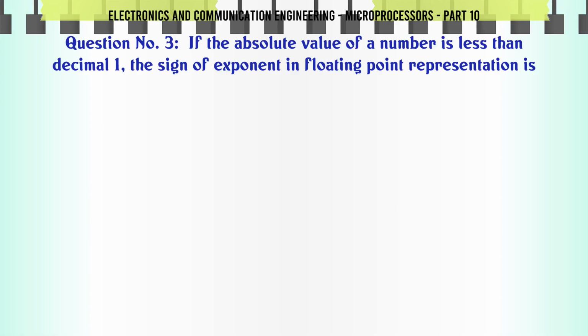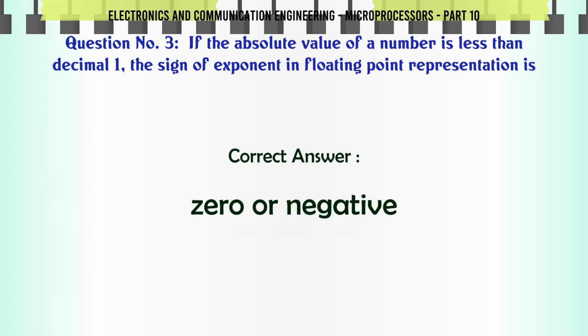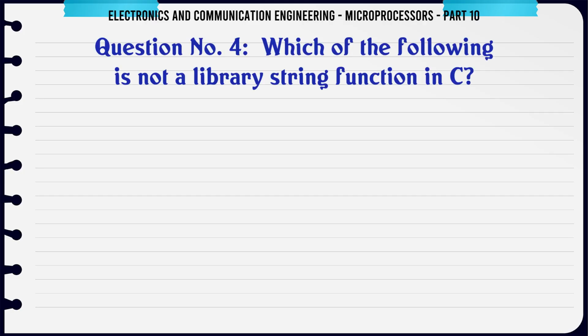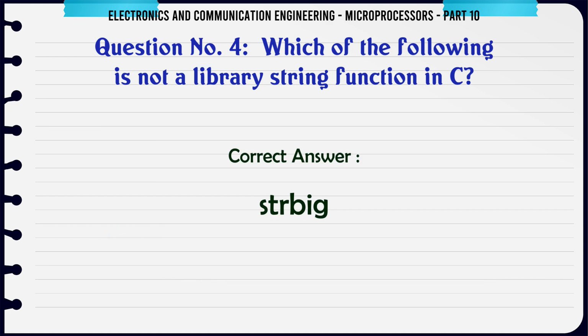If the absolute value of a number is less than decimal 1, the sign of exponent in floating point representation is A 0, B negative, C 0 or negative, D positive. The correct answer is 0 or negative. Which of the following is not a library string function in C? A strlen, B strcpy, C strup, D strbig. The correct answer is strbig.